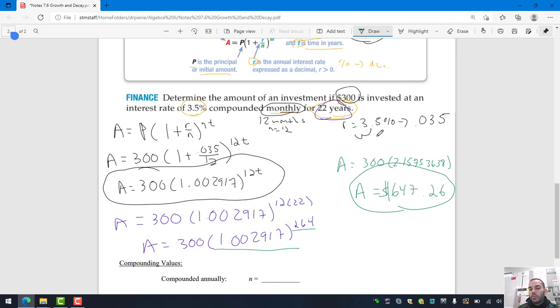So what that means is with this plan, at a 3.5% interest rate, compounded monthly for 22 years, if you just put that $300 in and don't touch it for 22 years, you should end up with $647 in the bank.